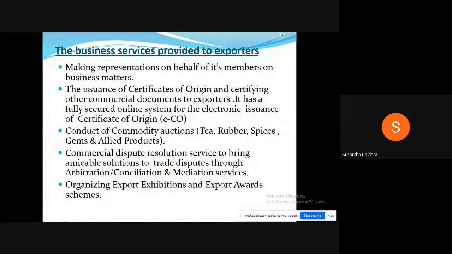And they are the people who will issue a certificate of origin, and also the e-certificate of origin, ECO. Conduct of commodity auctions. These are conducted by the Chamber of Commerce. Under this COVID pandemic situation, I don't know how they are doing it, but earlier they used to do tea, rubber, spices, gems, allied products auctions.